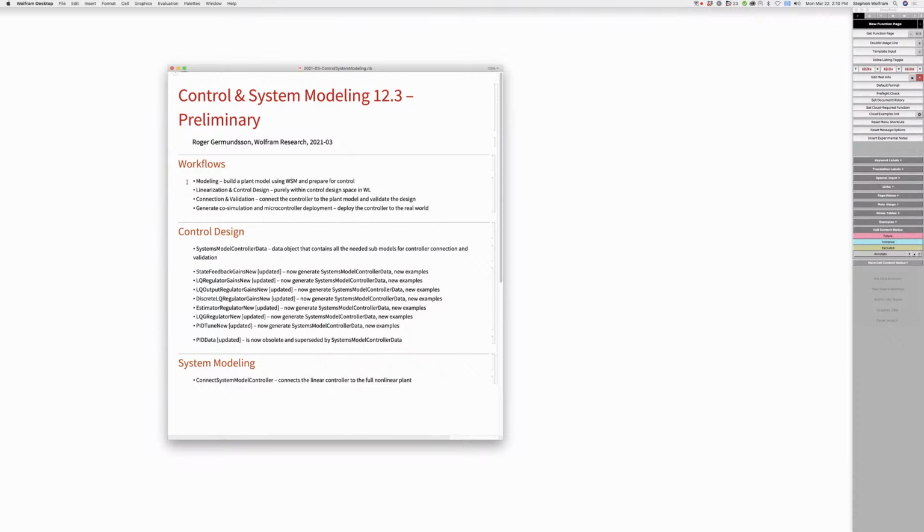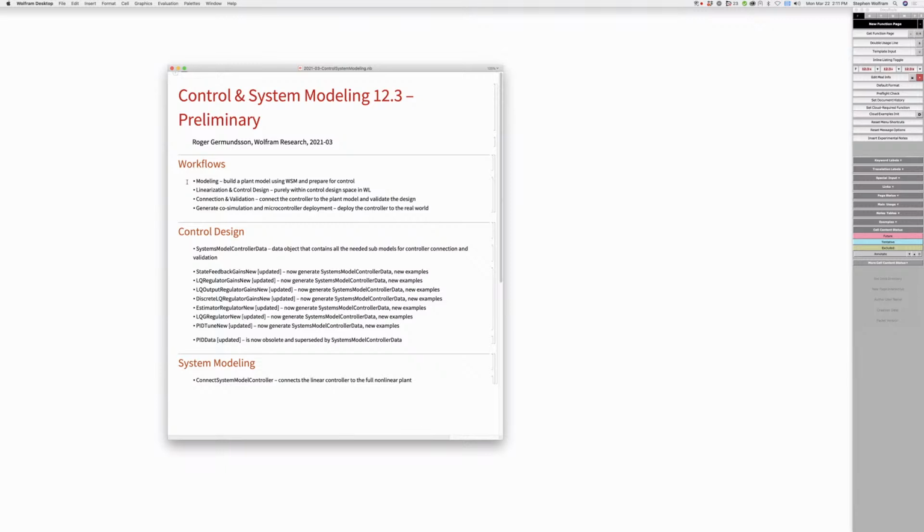Okay, but this makes it easy to go from System Modeler, linearize your plant, do your control design. But then it was super complicated to get something back into System Modeler, because these control functions returned all kinds of different special things that you then needed to specially do something with. Right. Okay. So there was a lot of do-it-yourself work.